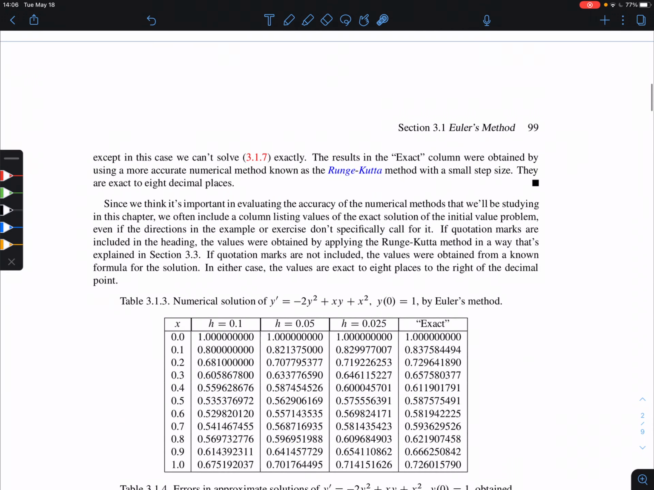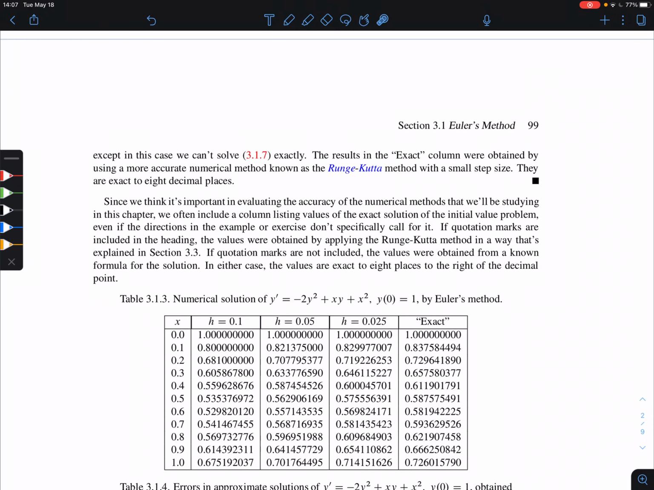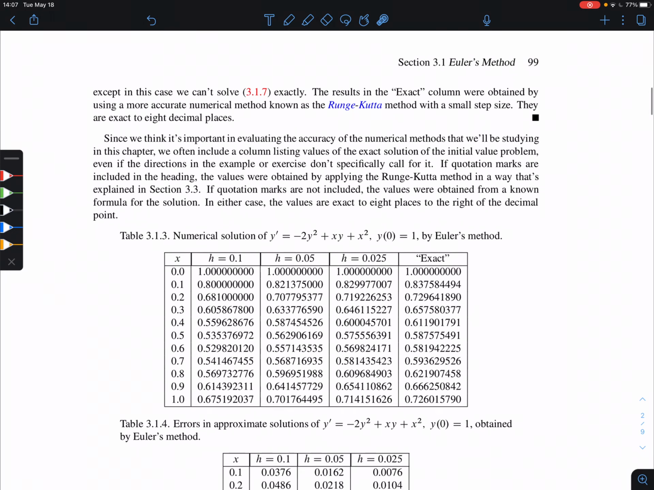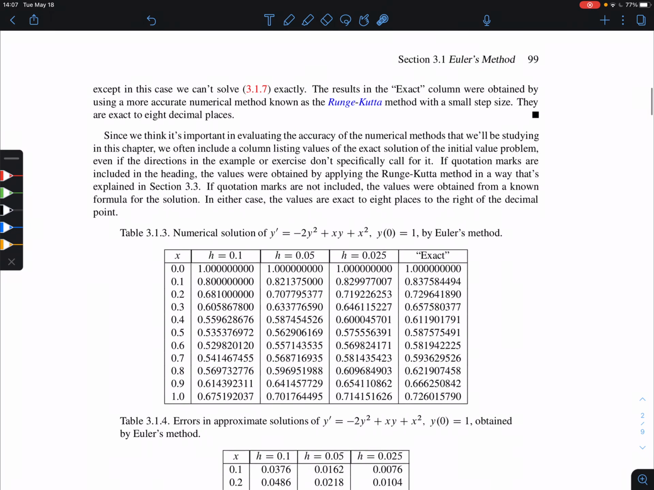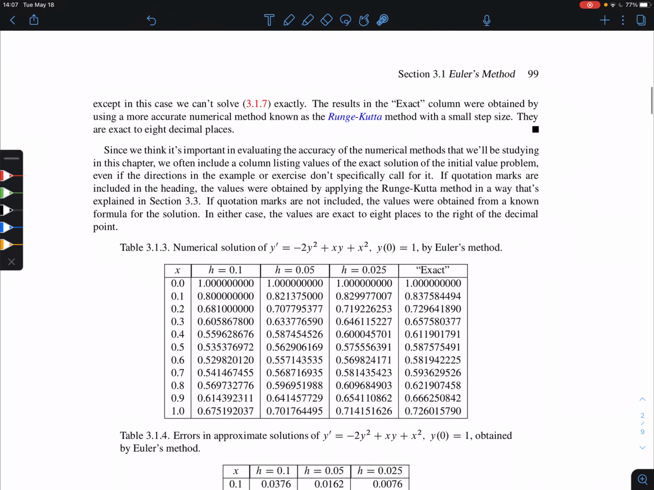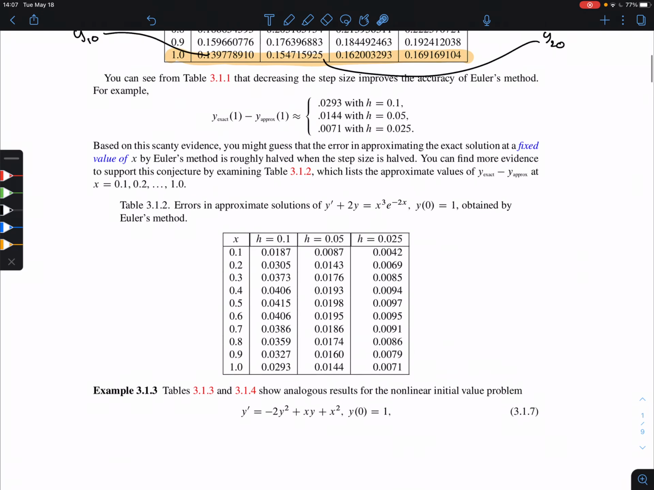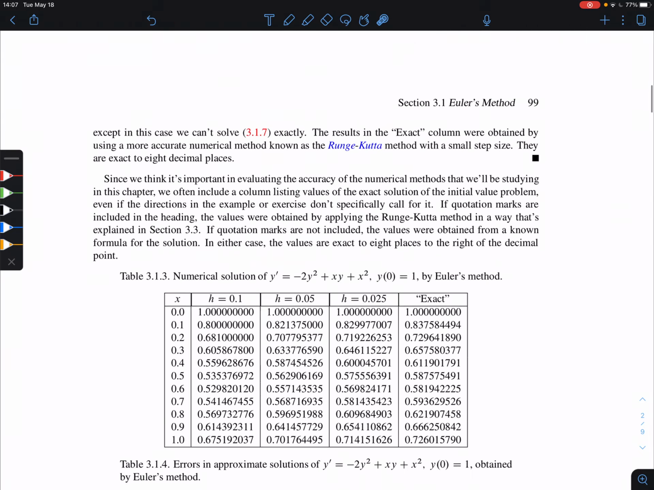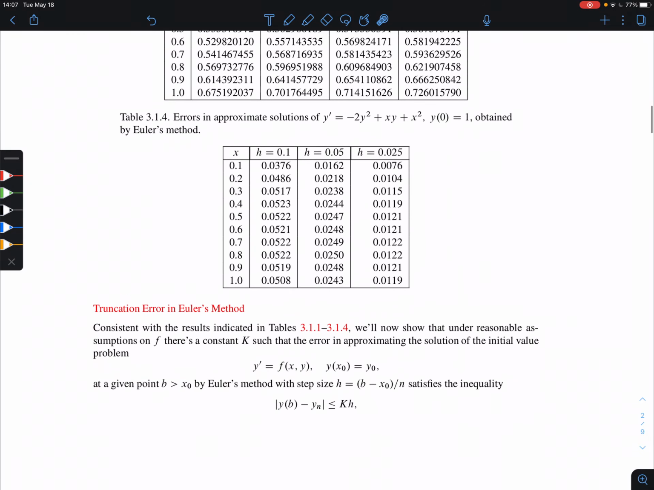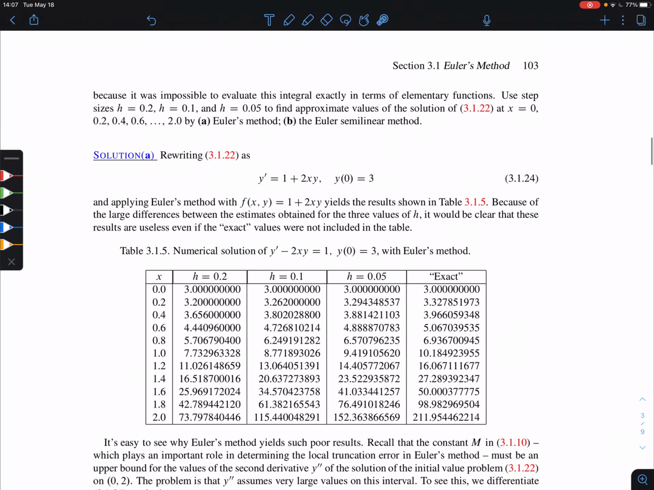I don't know, that's not so much helpful. What does this table tell me? I'm not sure what the difference between this table and that table is. Yeah, then there's a lot of truncation errors.